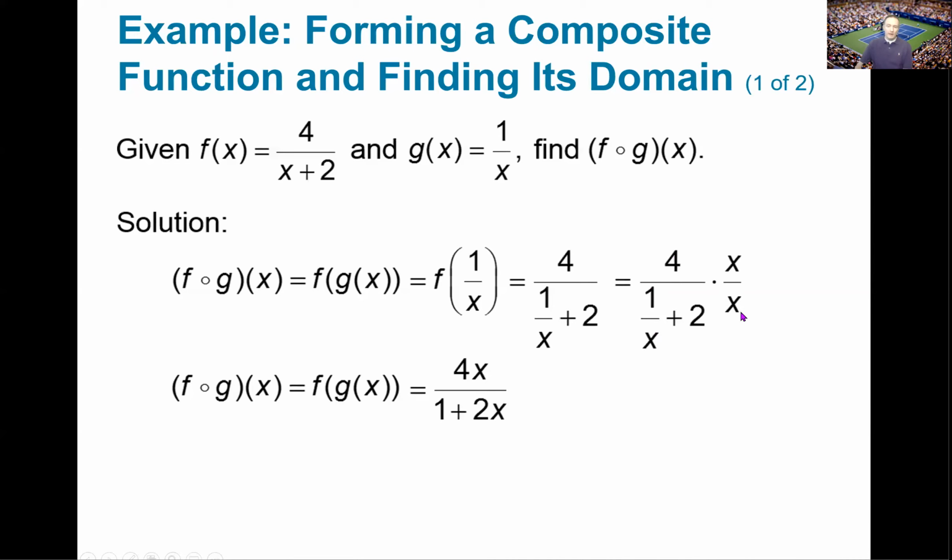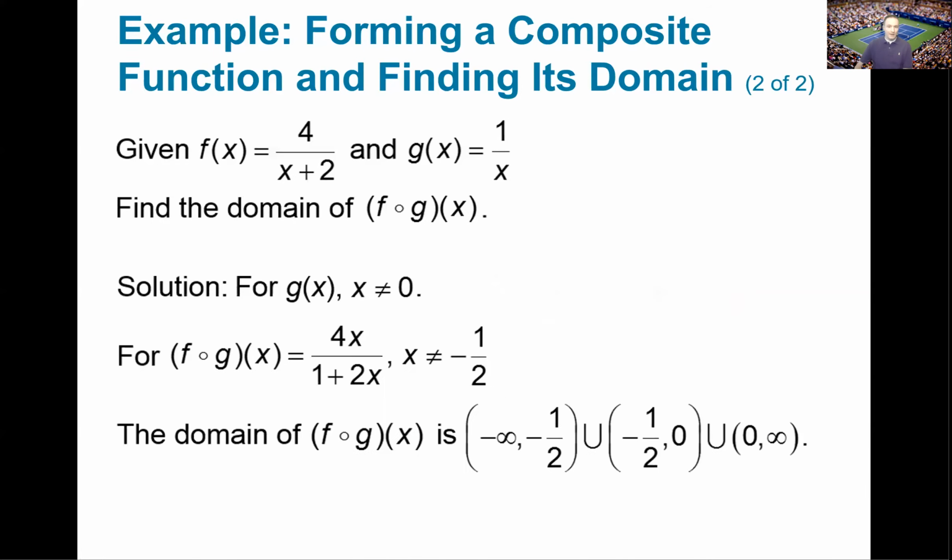That gives me a 4x in the numerator, and when I distribute the x to the denominator, it's going to give me 1 plus 2x. So here's my simplified expression for f of g of x. That would be my final answer for this composition. Now, let's talk about the domain restrictions of that.